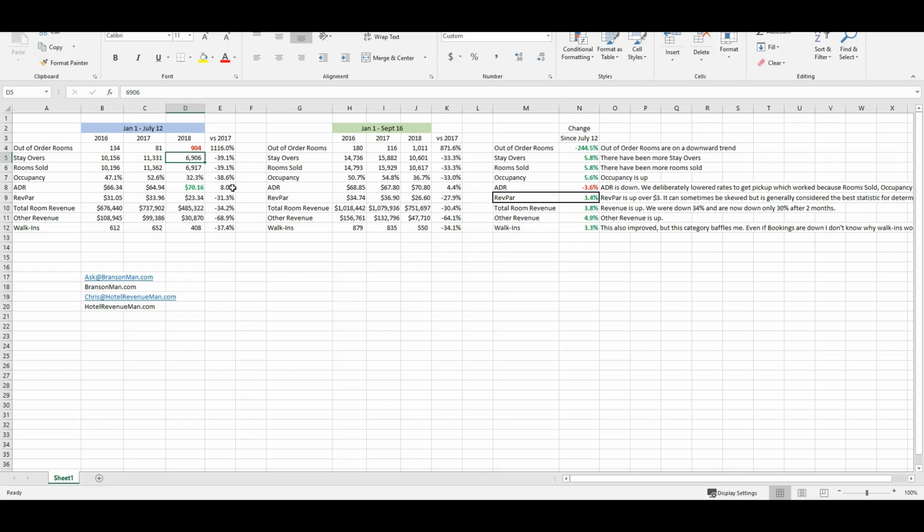ADR is the average daily rate, or if you took every room you sold between January 1st and July 12th, right here, this year they cost 8% more than last year. That sounds like you'll be bringing in more money, but they're losing money. So this could be actually a problem.